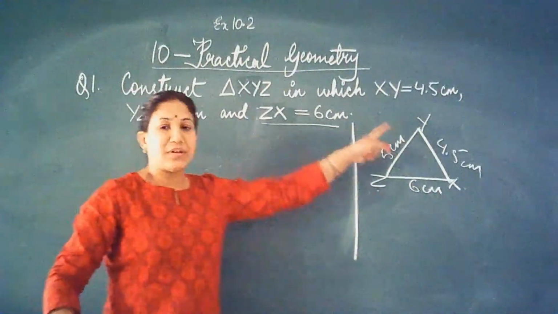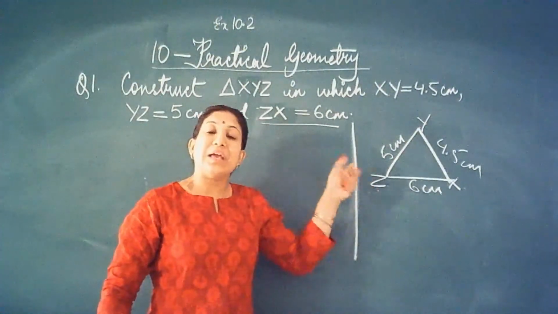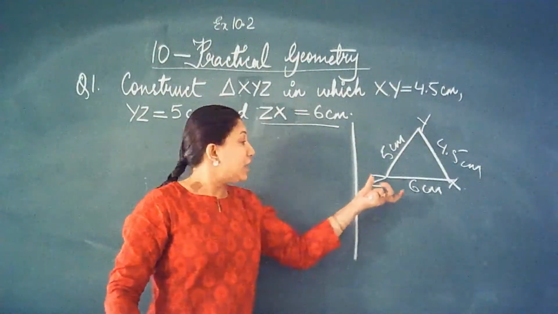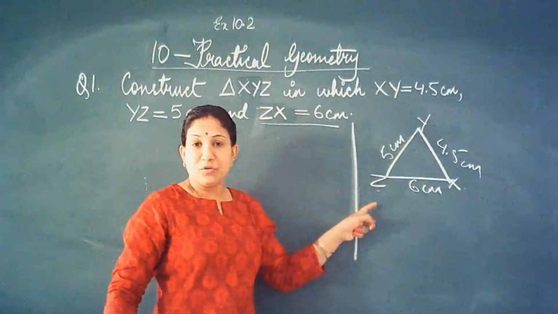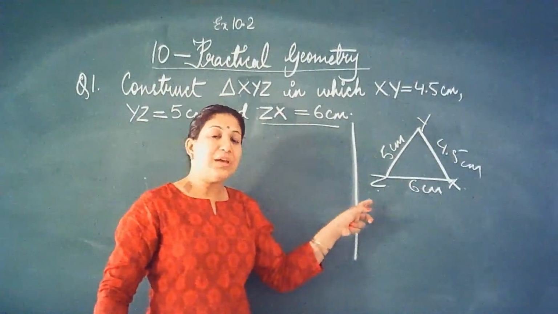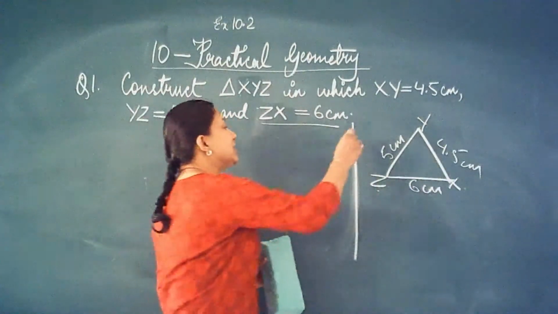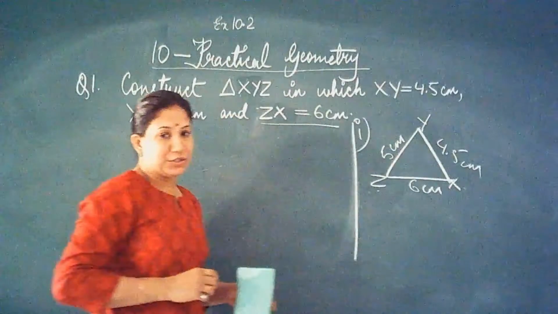So what happens when we draw a rough figure? We get an idea of how we are going to construct, which side we are going to draw first. Okay. Now the second thing. This is the first part of our construction.